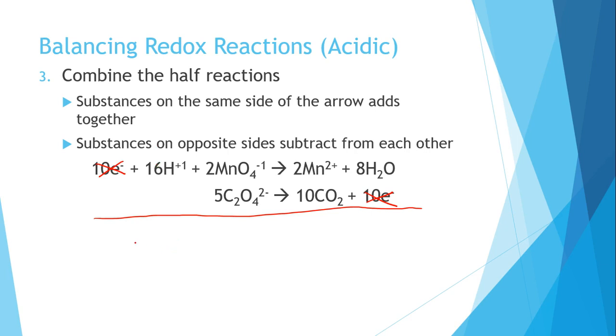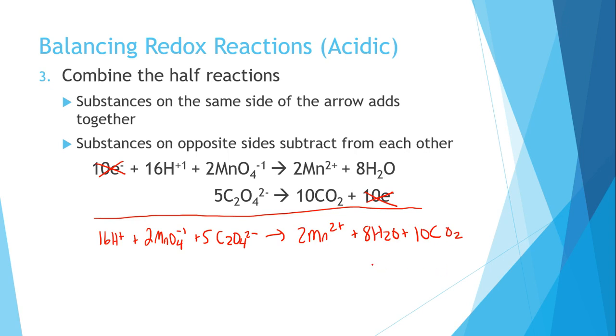So in order to get this right, what we would do is write everything together because it all adds. So we have 16 hydrogen ions, 2 MnO4 negative 1 plus 5 C2O4 2 negative yields 2 manganese 2 plus, 8 waters, plus 10 carbon dioxide. Once you get here, this is exactly what I'm looking for as the answer. You can always double check your charges to make sure that they equal one another, and you can also double check your atoms as well, but they should add.